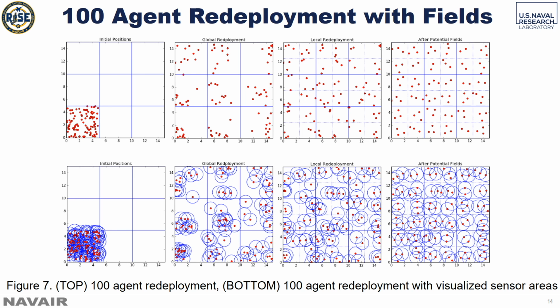Here's another example, except this time with a 100 agent redeployment. You can see, due to there being more agents, that the clustering into corners effect is larger, and you can also see how much more even that spread is and that sensor area coverage is following the potential fields.